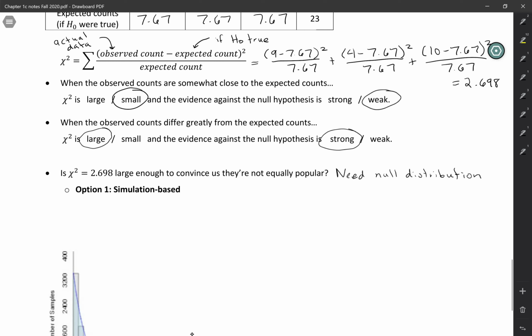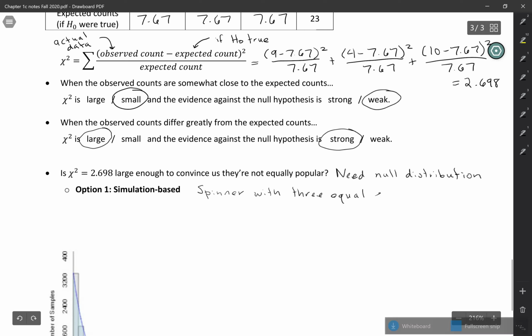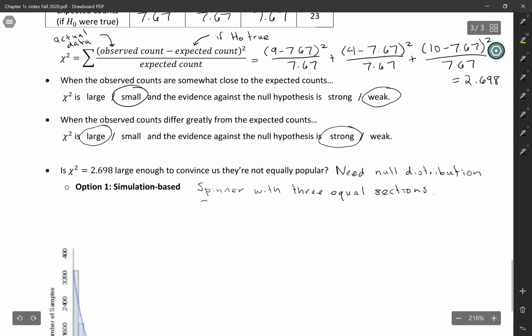So we want to represent the null hypothesis. So we're going to use a spinner with 3 equal sections. So we're representing Jittery Joe's, Starbucks, and Thousand Faces with these 3 equal sections, assuming that they're all equally popular. And then we want to be consistent with the sample. So we're going to spin this 23 times.